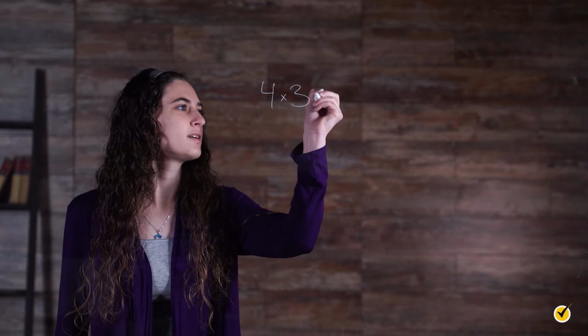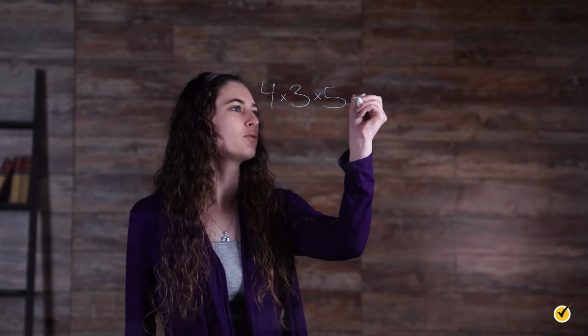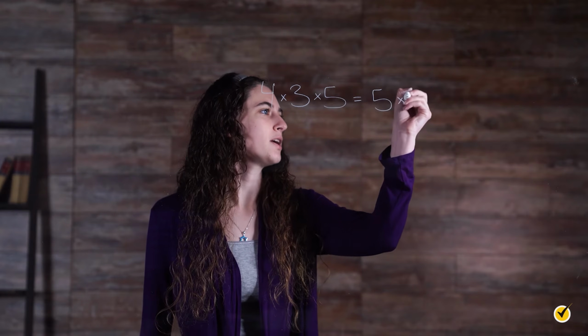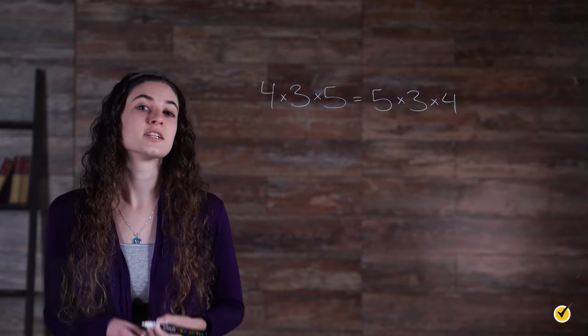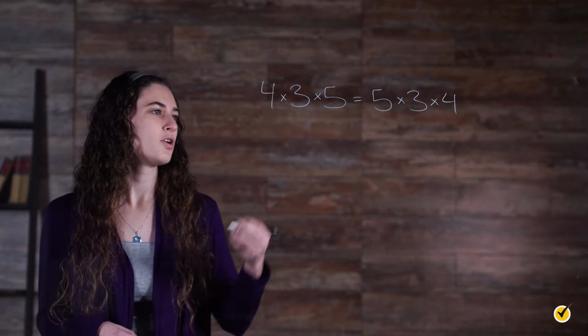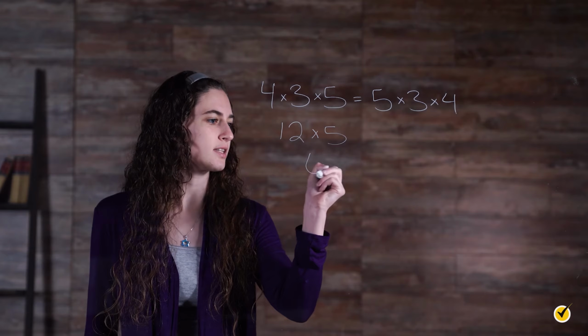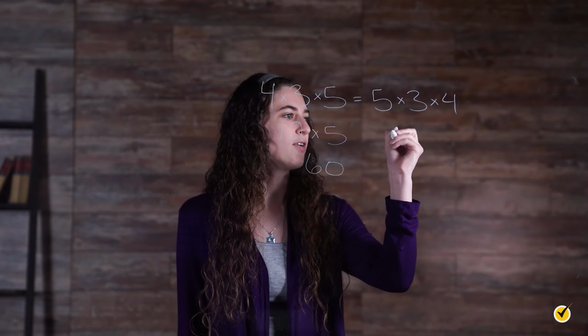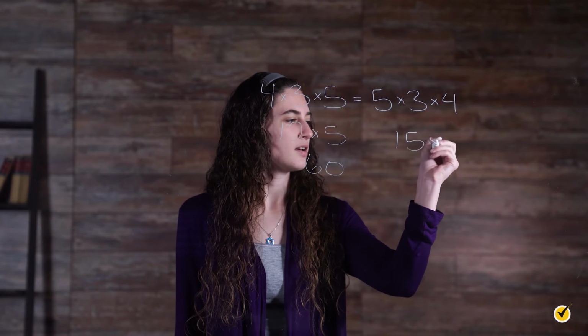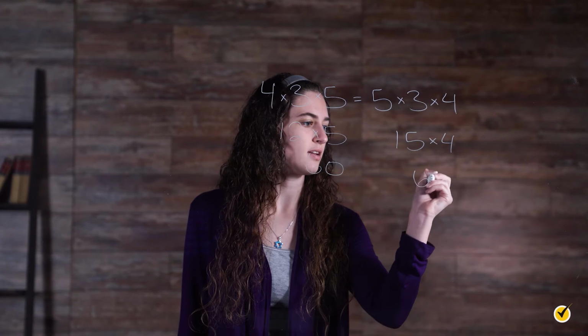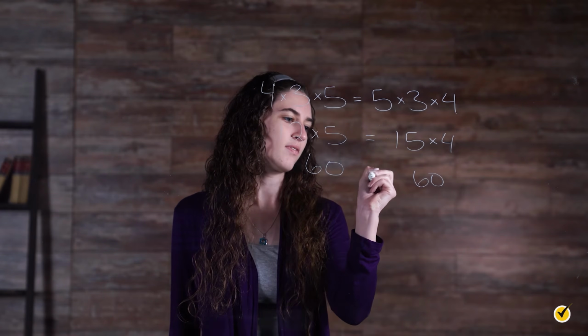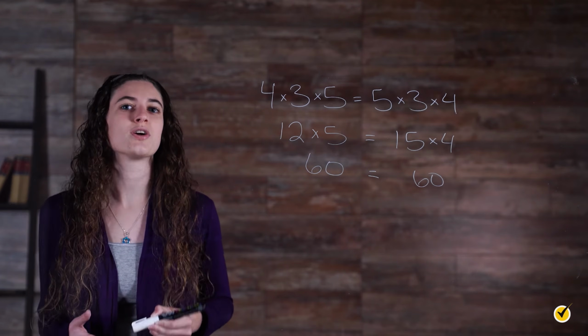The commutative property does, however, apply to multiplication. For example, 4 times 3 times 5 is equal to 5 times 3 times 4. Let's do the math just to make sure. 4 times 3 is 12, times 5 is 60, and 5 times 3 is 15, times 4 is also 60. Even though we switched around the terms, we got the same result.